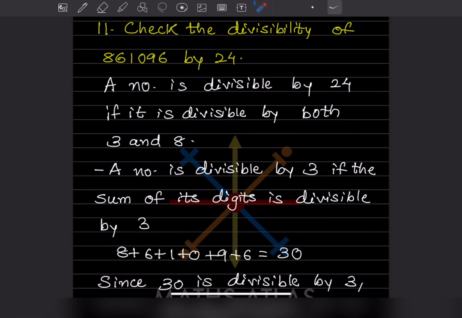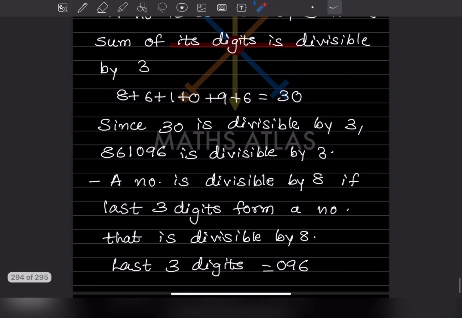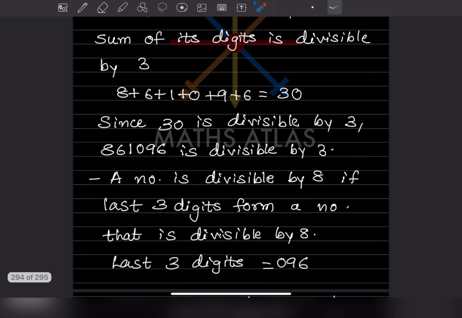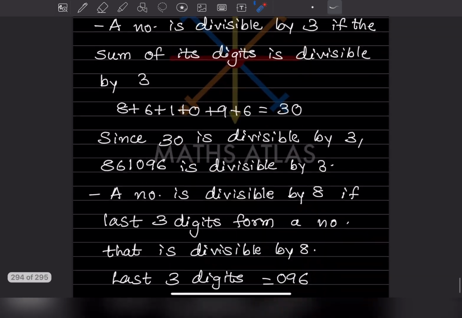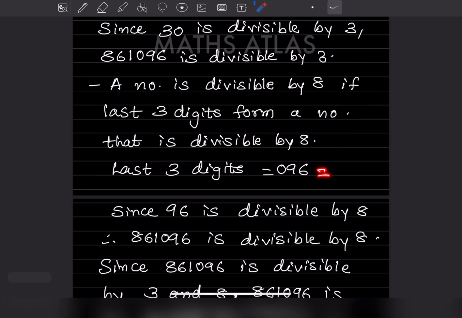Now let us check for 8. A number is divisible by 8 if the last 3 digits form a number that is divisible by 8. So which are the last 3 digits? 096. So 096 means it can also be 96. So since 96 is divisible by 8, 8 ones are 8, 8 twos are 16, which means 12 8s are 96. So therefore 861096 is divisible by 8.